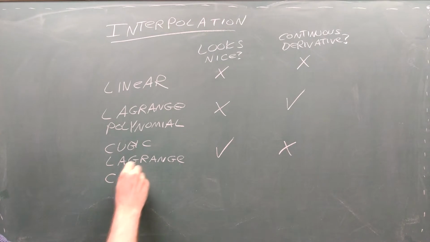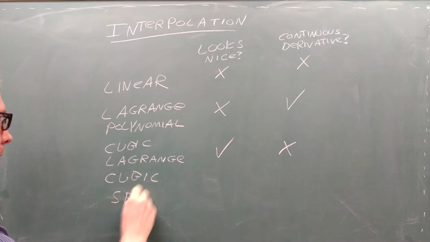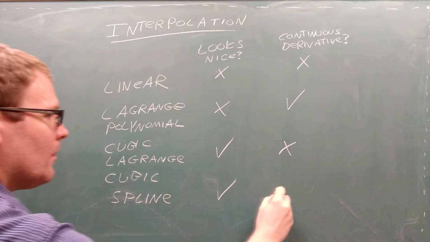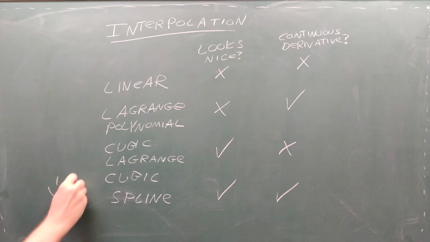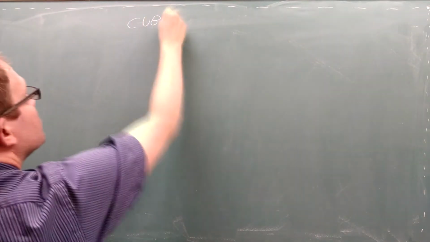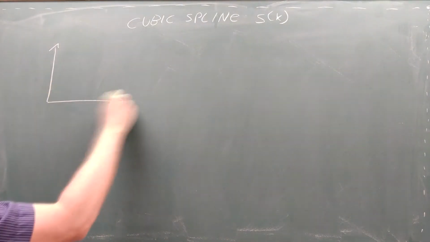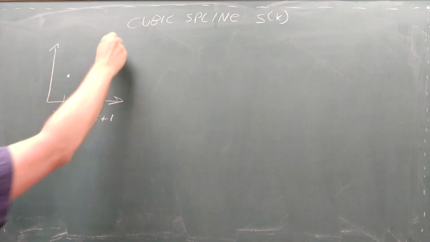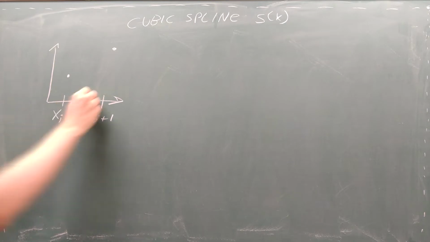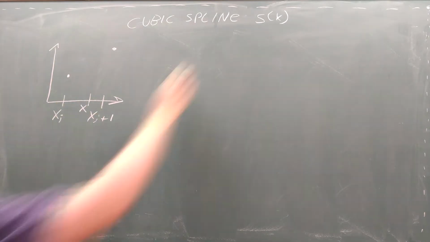Our final interpolation scheme, the cubic spline, lets us have both. For this reason, it's usually the go-to choice for physicists. To set up a spline, we need to look at a region between two data points. Let's suppose this region starts at xj and ends at xj plus 1. We'll measure our position within this region relative to xj.